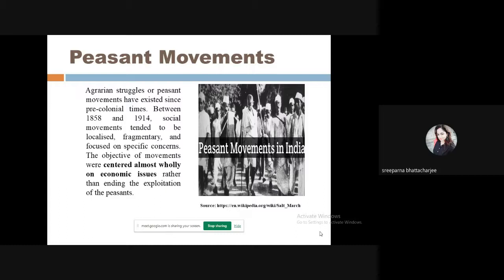If we just think about the primary sector, secondary sector, and tertiary sector of our economy, which is the backbone of any social system, it's very important because of the agrarian nature of our social system. It's very essential to speak about the rights of the peasant. Peasant movements have been in existence for long, and they are almost centered on economic issues. Economic issues are very important.